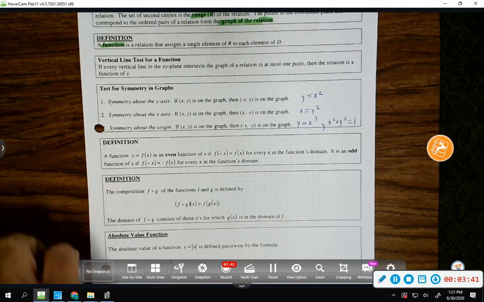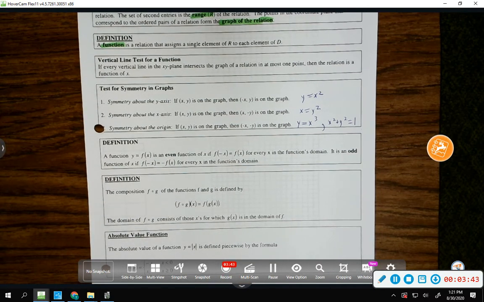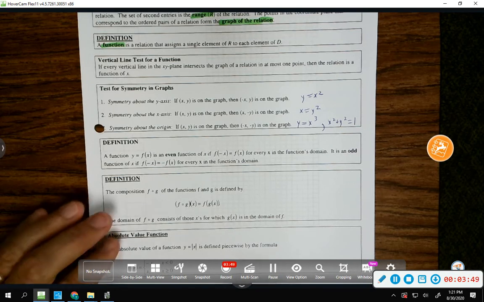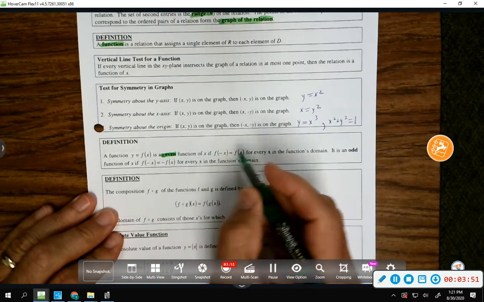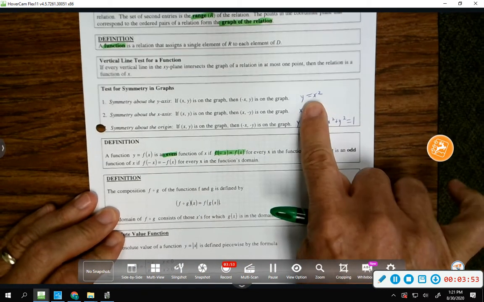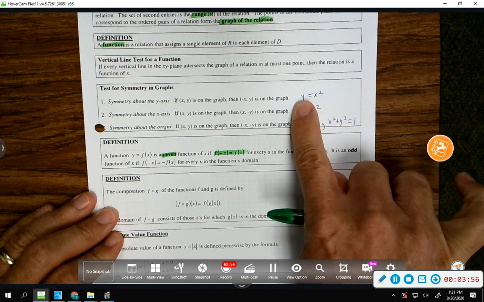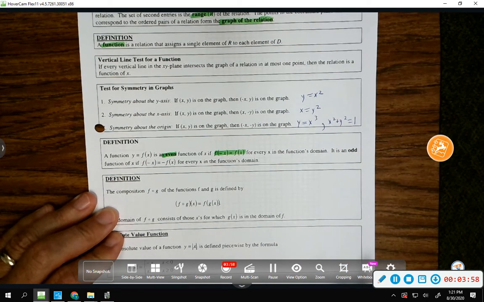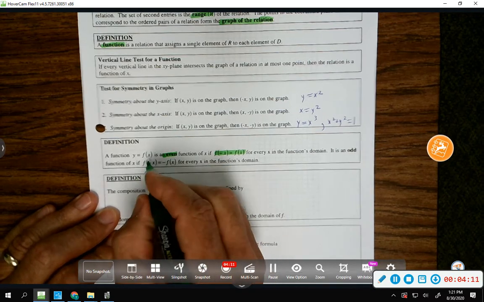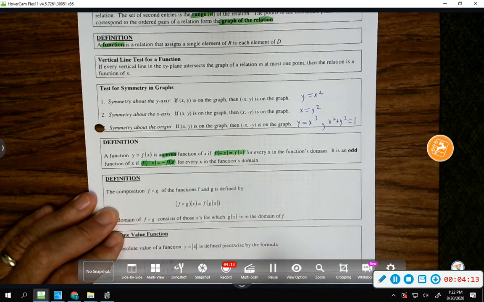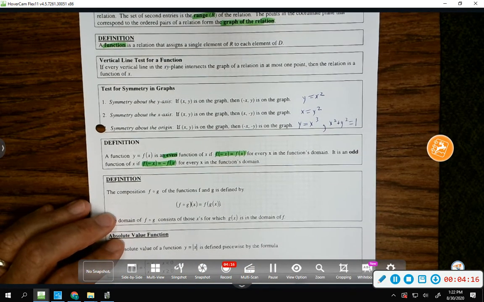A function y equals f of x is said to be an even function if when you plug negative x in for x, you get the exact same function back out. Just like we talked about right here. If I plug negative x in for x, I get the same thing back out for every x in the function's domain. Okay? A function is said to be an odd function if when we plug negative x in, we get the exact same function back out, except with a negative sign out front, for every x in the domain.